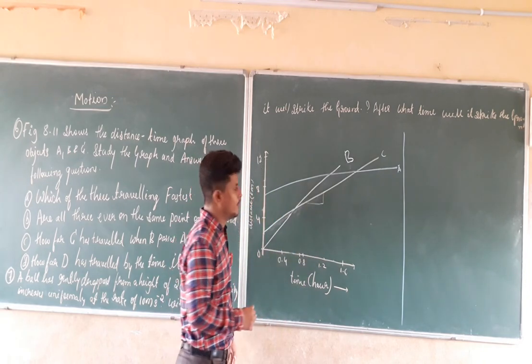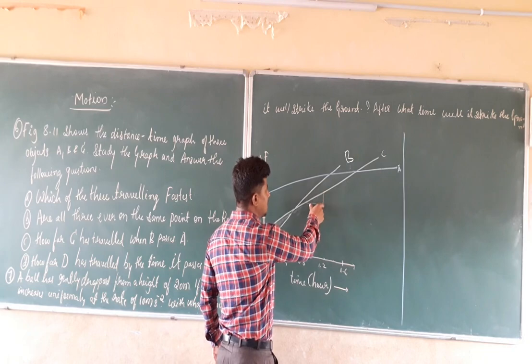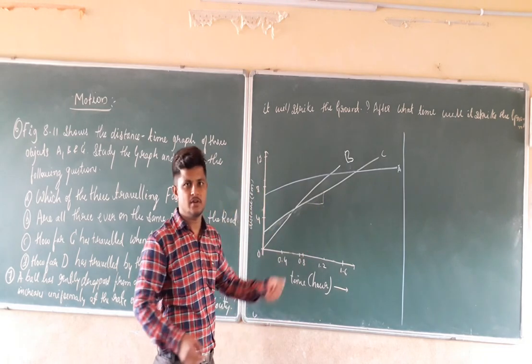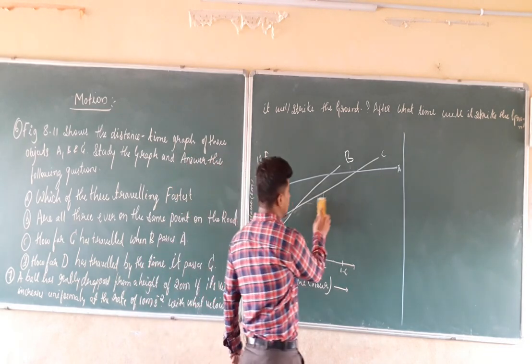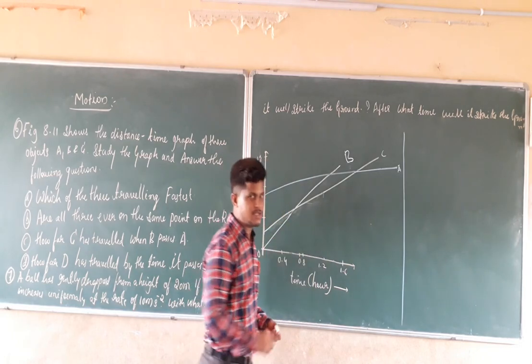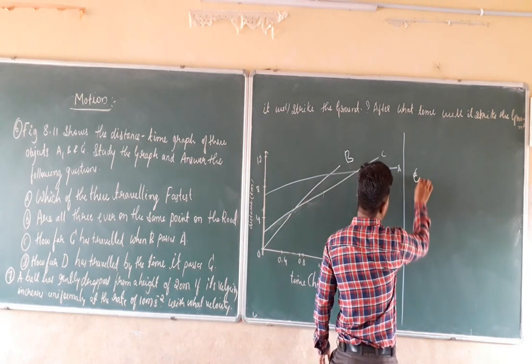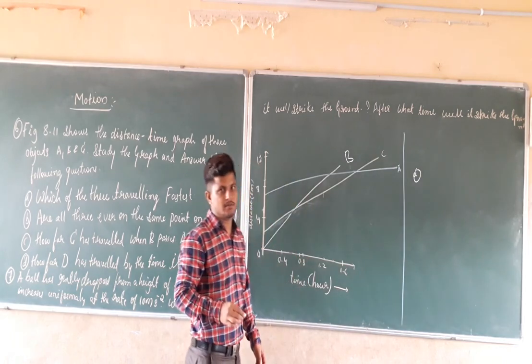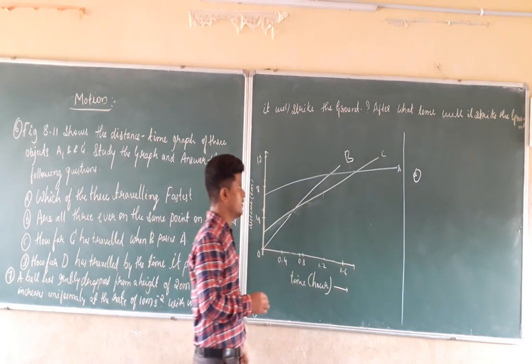Therefore, speed will be what? Speed will be this divided by this. So in this way you can find out the speed. So by studying the graph, our first answer for the A question. For the A question, what will be the answer?